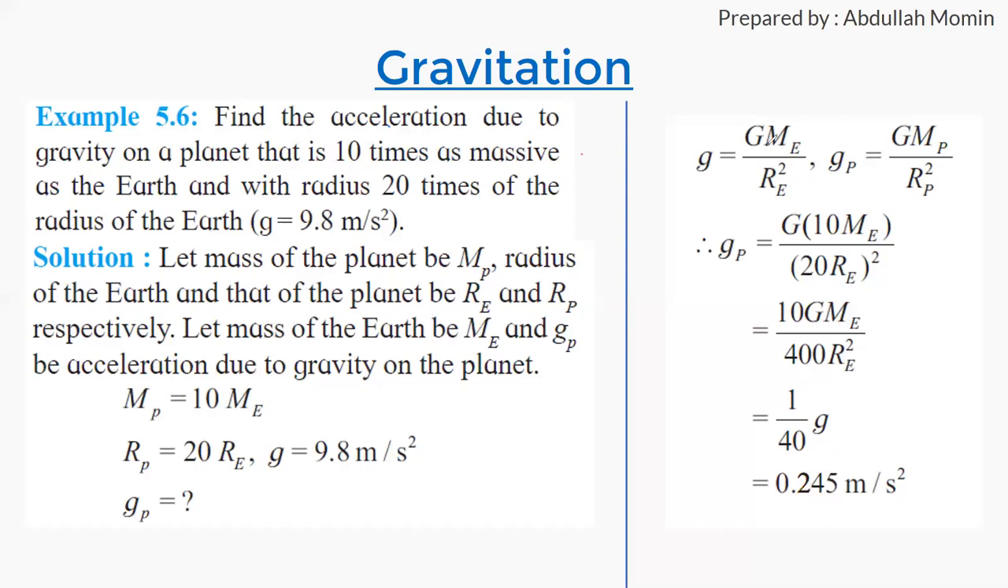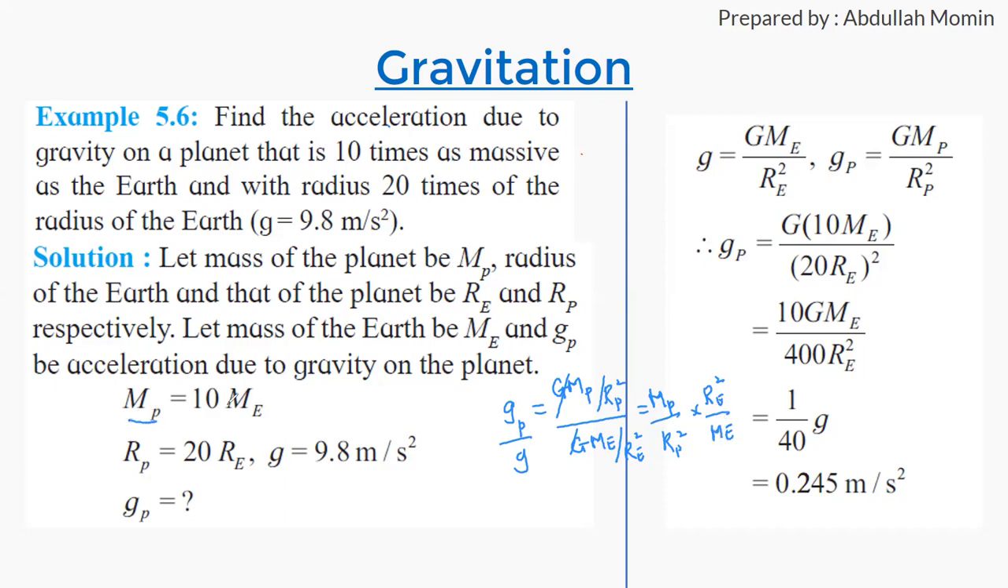So g can be written as GMe upon Re². gp can be written as GMp upon Rp². So dividing these two equations, gp divided by g means GMp upon Rp² divided by GMe upon Re². G gets cancelled, so we can write Mp upon Rp² into Re² upon Me.